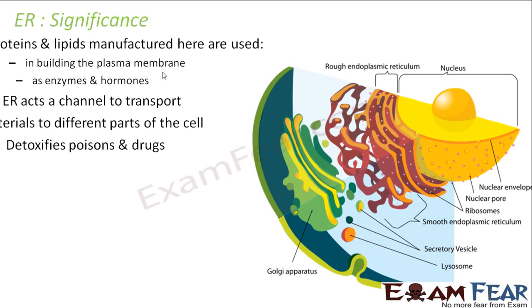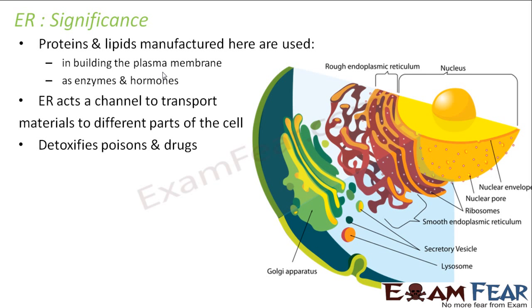Now let us look at the significance of endoplasmic reticulum as a whole. Proteins and lipids are manufactured here. The rough endoplasmic reticulum has ribosomes which manufacture proteins. The smooth endoplasmic reticulum manufactures lipids. And how do these proteins and lipids help? They are used in building the plasma membrane. As I told you, plasma membrane is made up of protein and lipids. They are also used as enzymes and hormones.